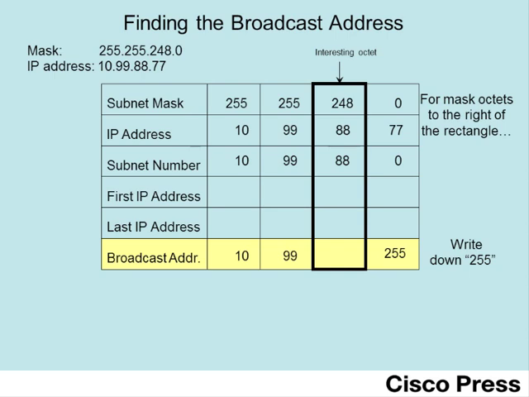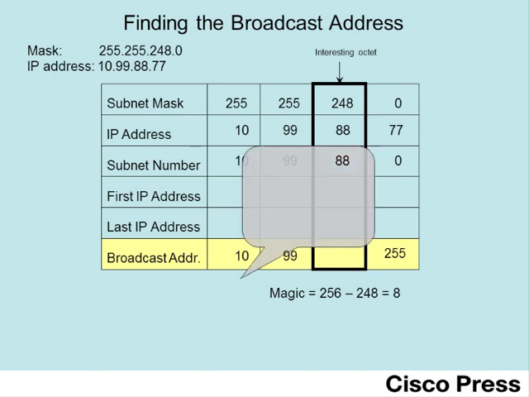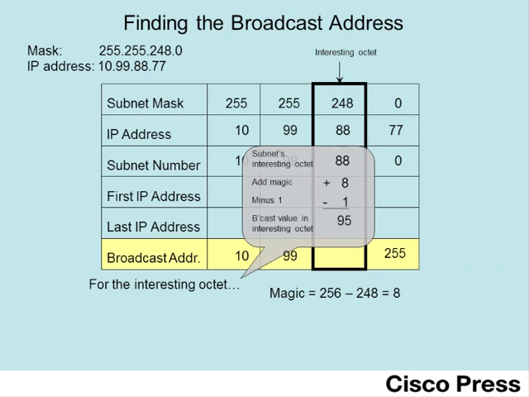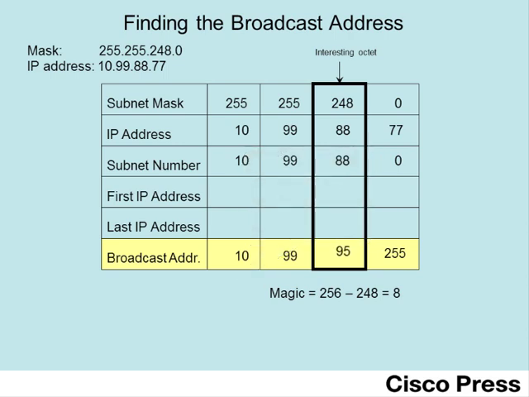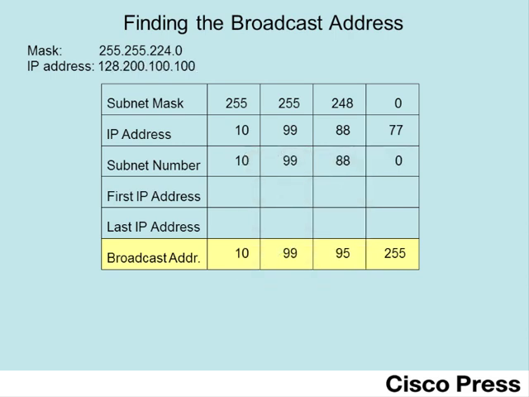Then in the interesting octet, we have a little more work to do. We look at the magic number, which we had previously calculated as 8, and we take the subnet number's value in that octet, and we add the magic number to it, subtract 1. So we get 88 plus 8 minus 1, which is 95. And that gives us a subnet broadcast address of 10.99.95.255.